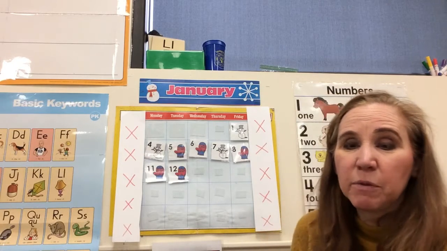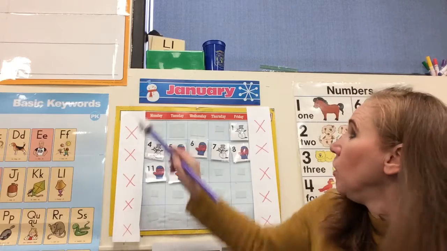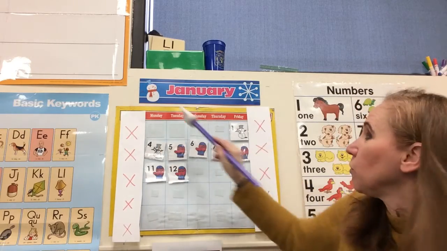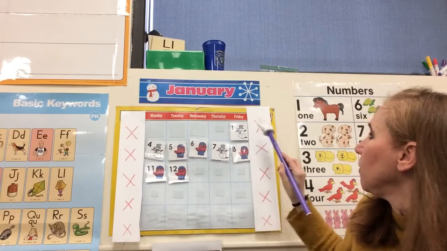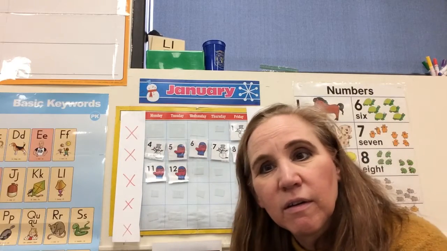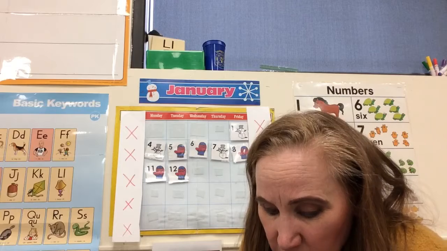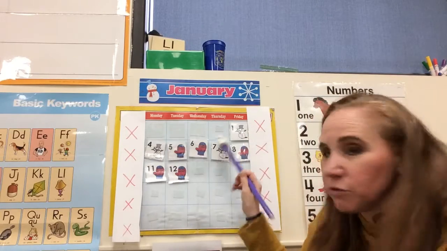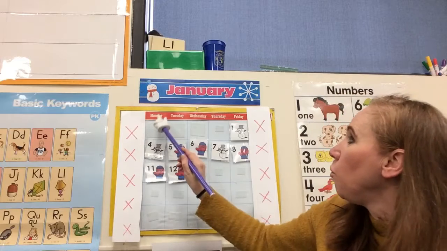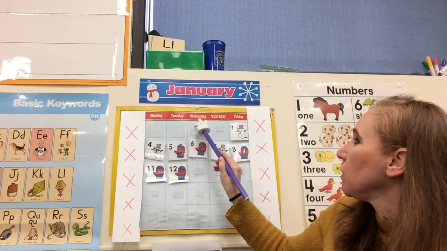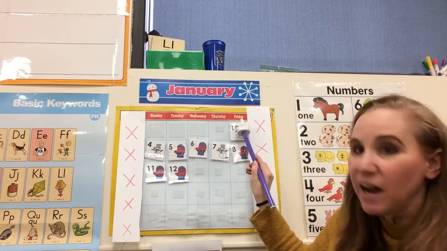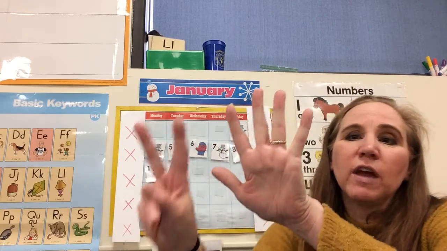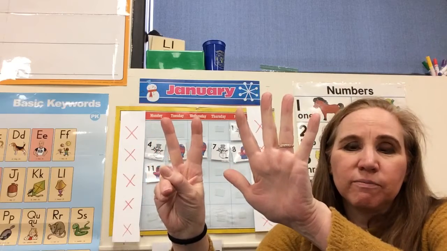Okay, now, how many days did we cross off? Are we ready to count how many we crossed off? 1, 2. Okay, we crossed off this day and this day of the week. All right, so how many days do we come to school? Well, that's all the ones in the middle, so let's count those. Ready? 1, 2, 3, 4, 5. We come to school 5 days and we stay home 2 days.